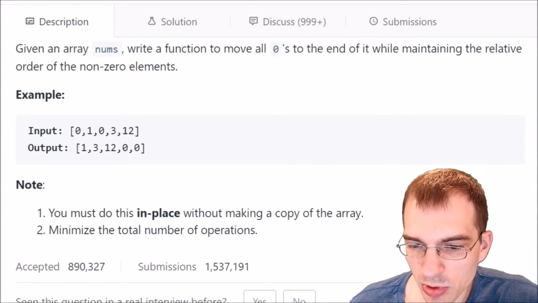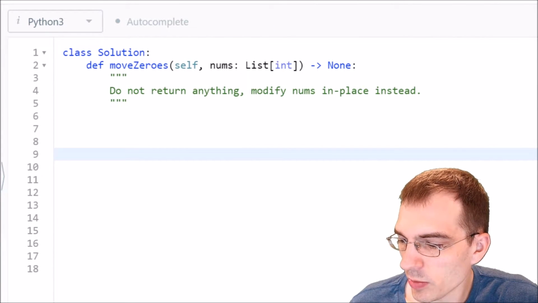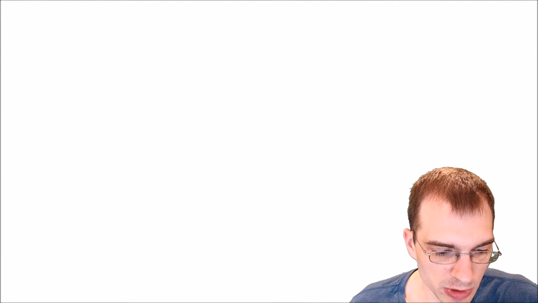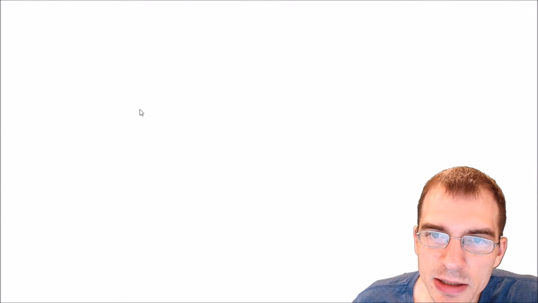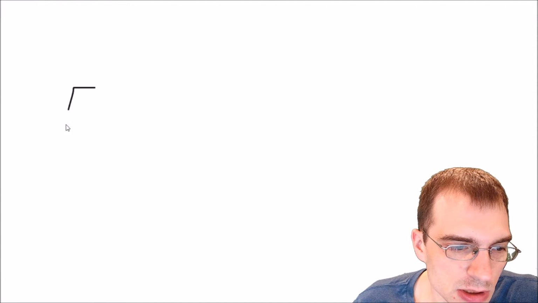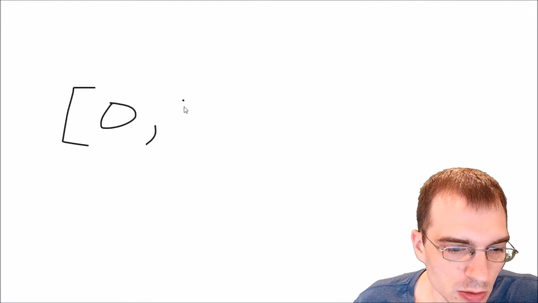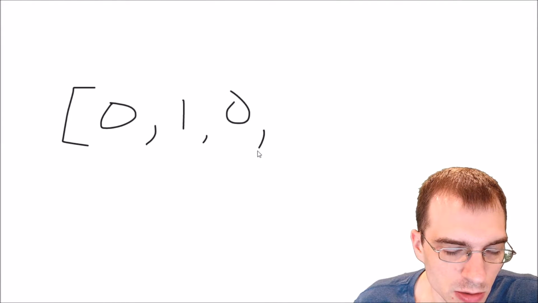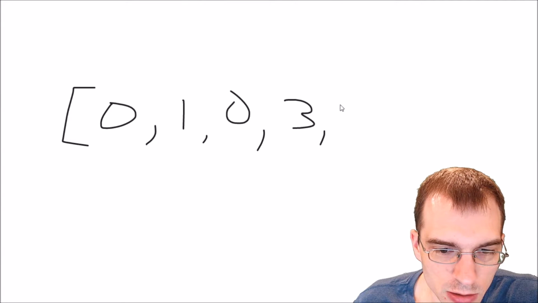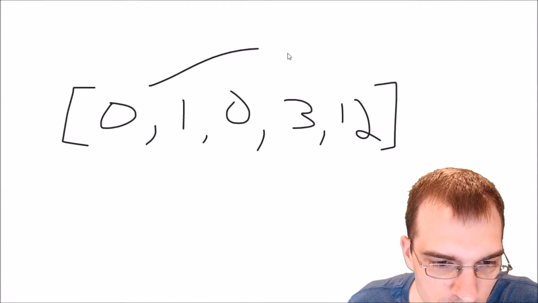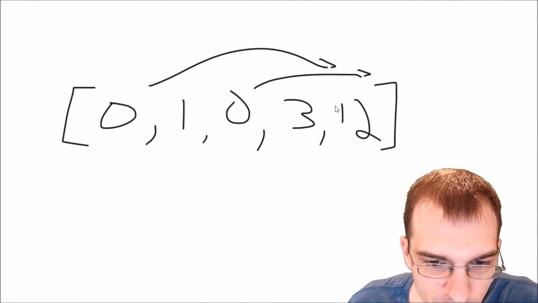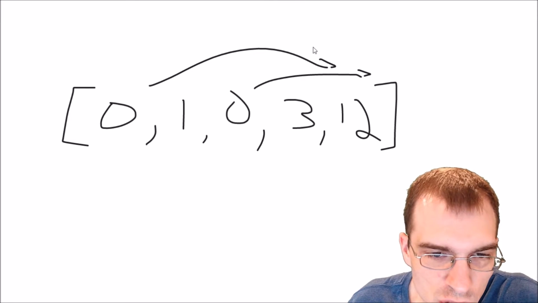So let's pull over and first pull up our whiteboard to see how we might be able to approach this problem in code. So let's start with that practice array they gave in the example and see how we might deal with this problem algorithmically. So we had 0, 1, 0, and I think 3, 12. And what we need to do is end up with these two zeros here at the end, and everything else has to be essentially shifted forward.